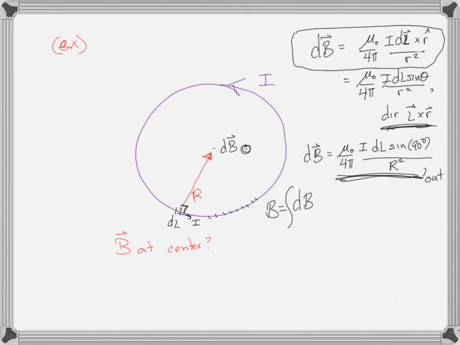Okay, so let's now find the magnetic field due to all the current elements as we add them up around the circle. So it's the sum of mu naught over 4 pi.